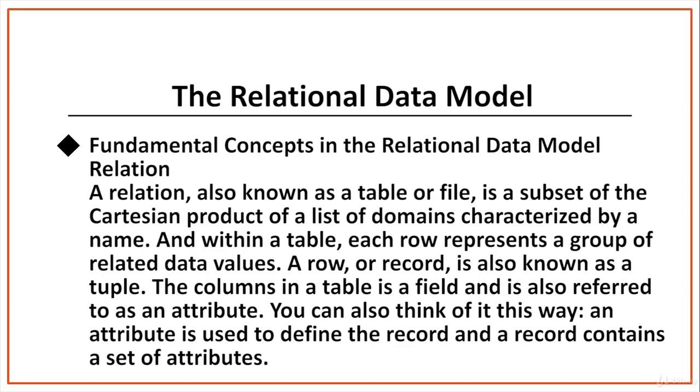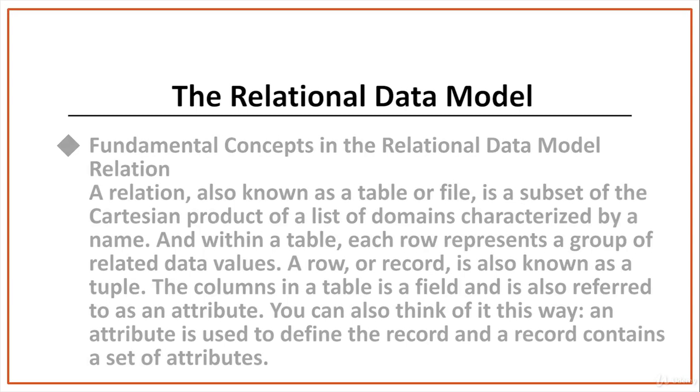Now let's talk about the fundamental concepts in the relational data model. A relation, also known as a table or file, is a subset of the Cartesian product of a list of domains characterized by a name, and within a table, each row represents a group of related data values. A row or record is also known as a tuple. The columns in a table are fields and are also referred to as attributes. You can also think of it this way. An attribute is used to define the record, and a record contains a set of attributes.